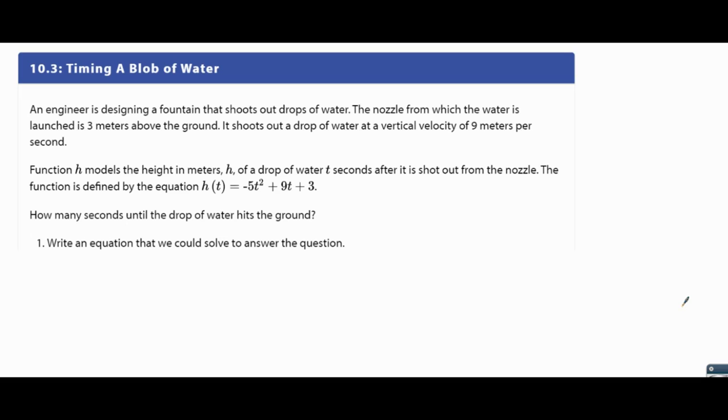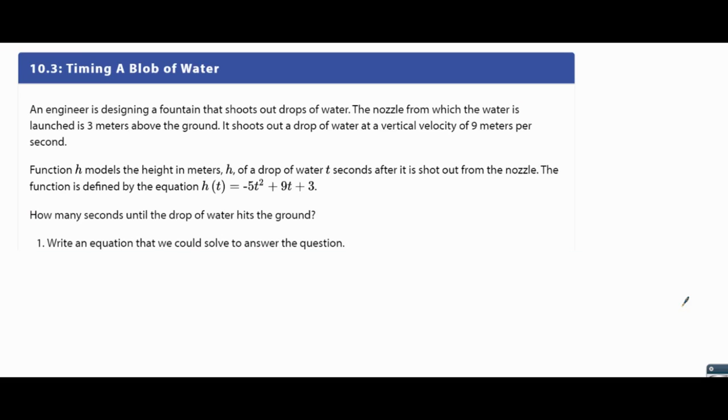Function h models the height in meters, h, of a drop of water t seconds after it is shot out from the nozzle. The function is defined by this equation: h of t is equal to negative 5t squared plus 9t plus 3. How many seconds until the drop of water hits the ground?